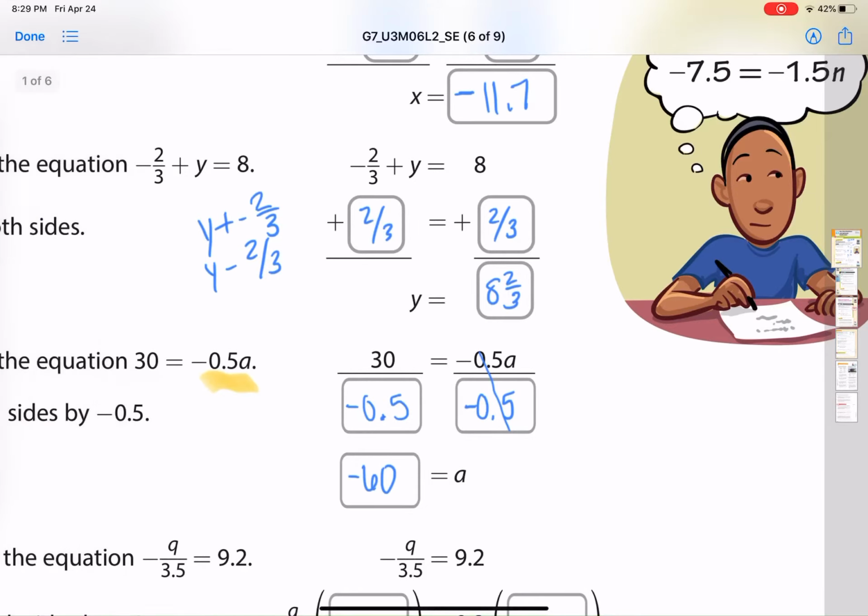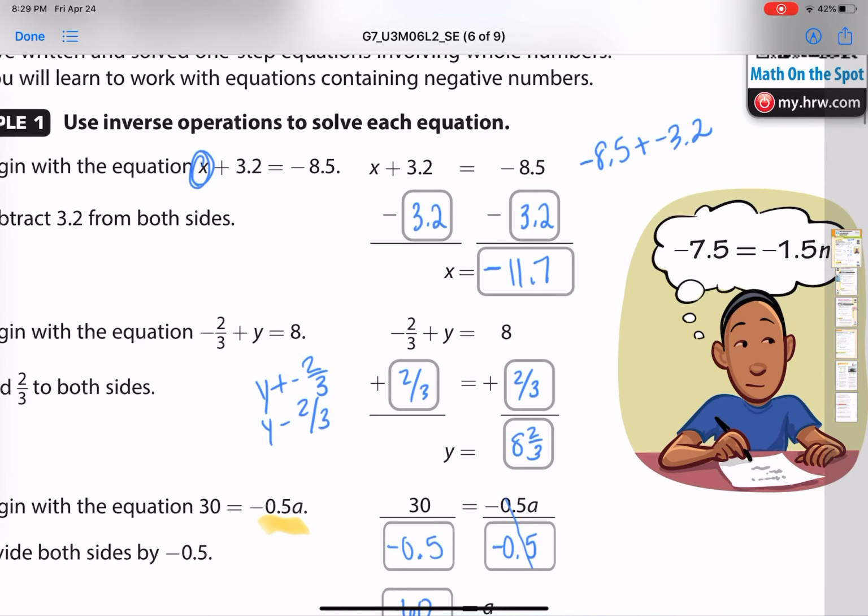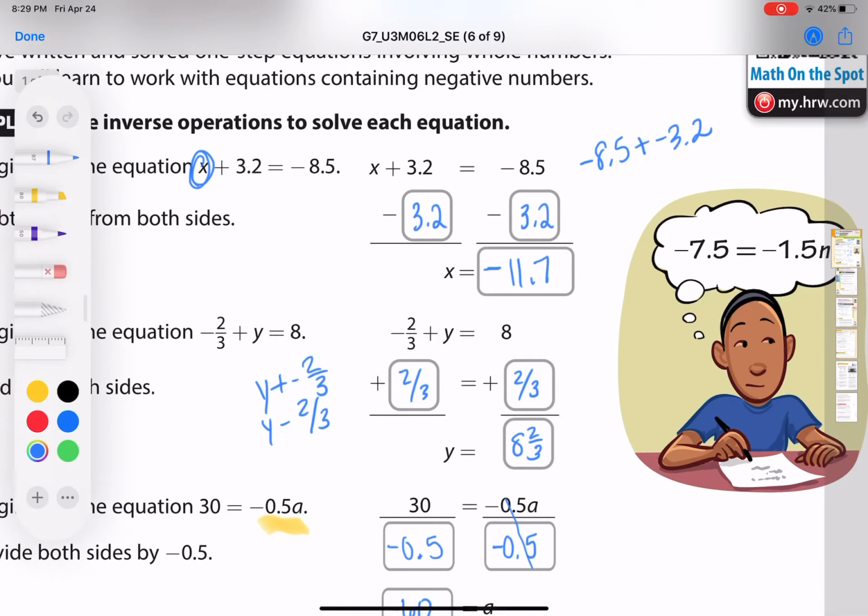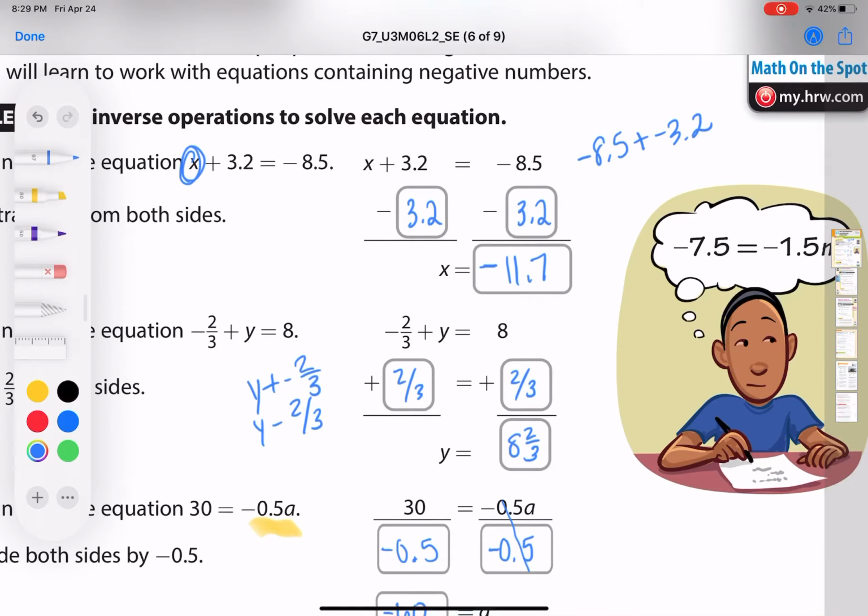If we want to take a closer look up here at the top two with the canceling, 3.2 minus 3.2 equals 0. So you are not changing that x value with any number that is added or subtracted to x once those are gone. And same here, negative 2/3 plus 2/3, those are opposites, and we know that the sum of opposites is equal to 0.